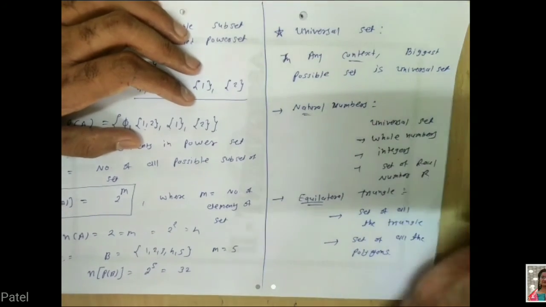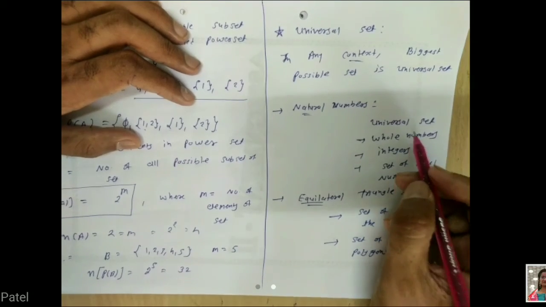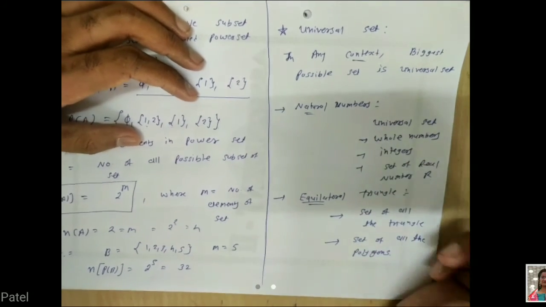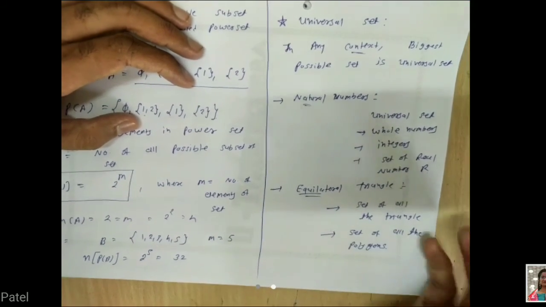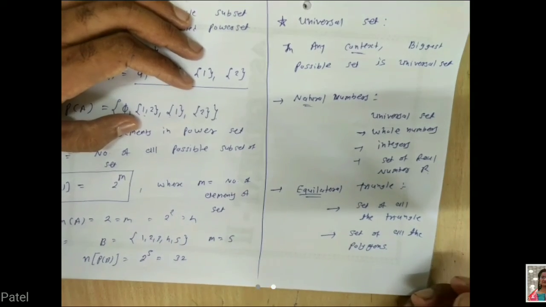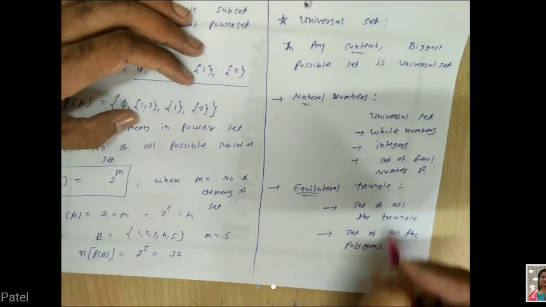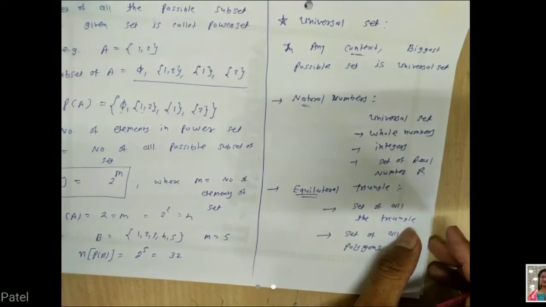So for natural numbers, the biggest possible set can be the whole numbers or integers, so it can be a universal set for the natural numbers. For equilateral triangles, the set of all triangles, of which equilateral triangles are a part, can be a universal set, or you can also take the set of all polygons, of which triangles and equilateral triangles are a part. It can be a universal set. Clear? So this is the concept of universal set.